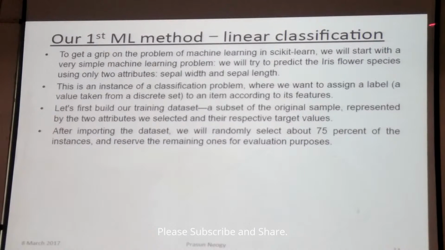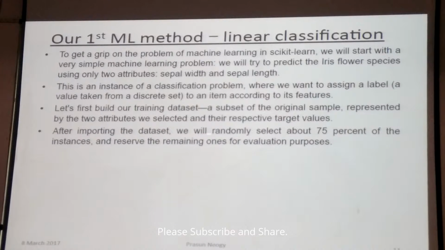Now our problem is linear classification. We will try to predict the iris flower species using only two attributes, sepal width and sepal length. মানে আমার চারটে ফিচারের বদলে আমি জাস্ট দুটো ফিচার choose করছি. I could have chosen all the four also, but just for simplicity. This is an instance of classification problem where we want to assign a label, a value taken, to an item according to its feature. Let's build our training data set, a subset of the original sample represented by the two attributes we selected and respective value.